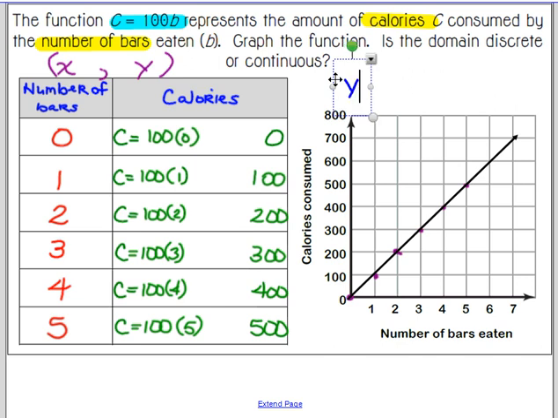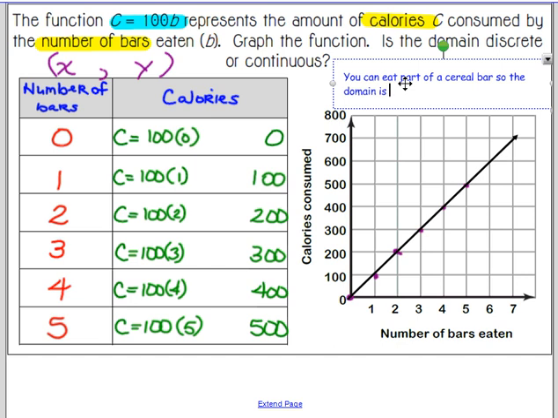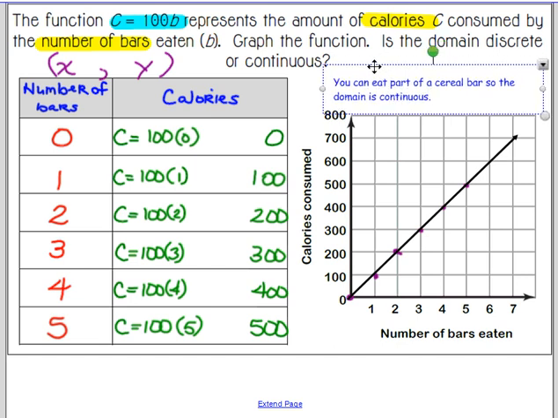So in this case, you can eat parts of a, let's say we're having a cereal bar. So the domain is continuous. So make sure you finish taking notes and have filled in all the tables, graphs, as well as answering the question, is the domain discrete or continuous? Because that will be important as you work on your assignment today.